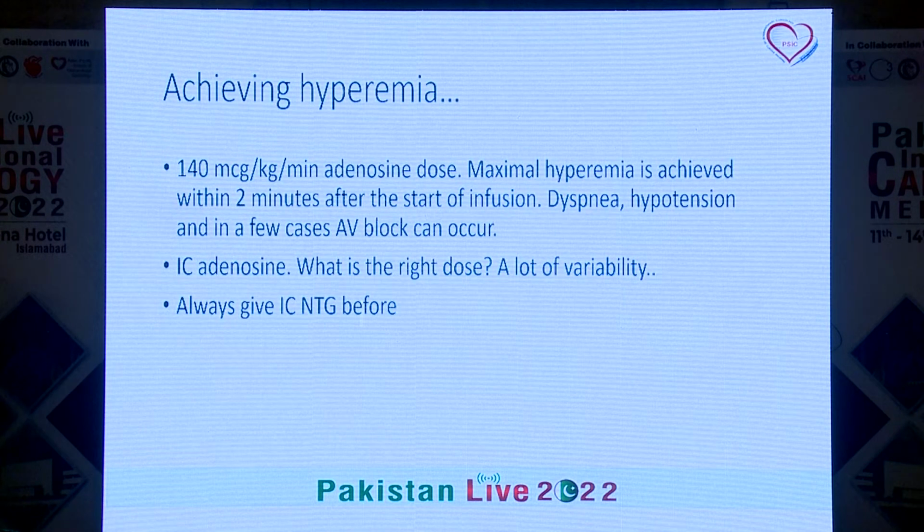So how do you achieve hyperemia? 140 micrograms per kg per minute, the same dose which is used in adenosine stress, maybe is used over here. It has side effects. After 2 minutes of infusion is more than enough. You start seeing the effects. The pressures start coming down, and patients do feel dyspnea, issues with AV block.